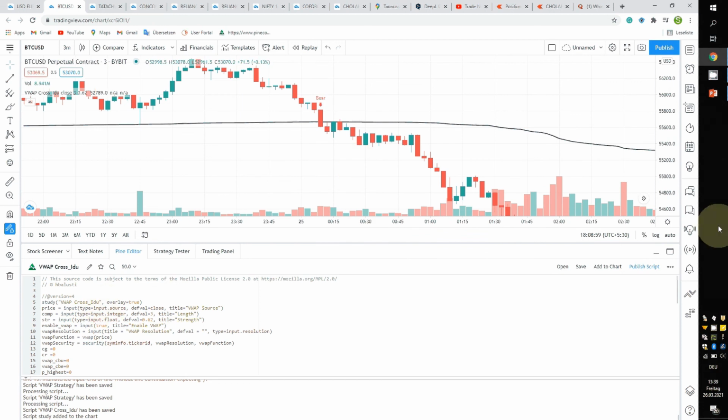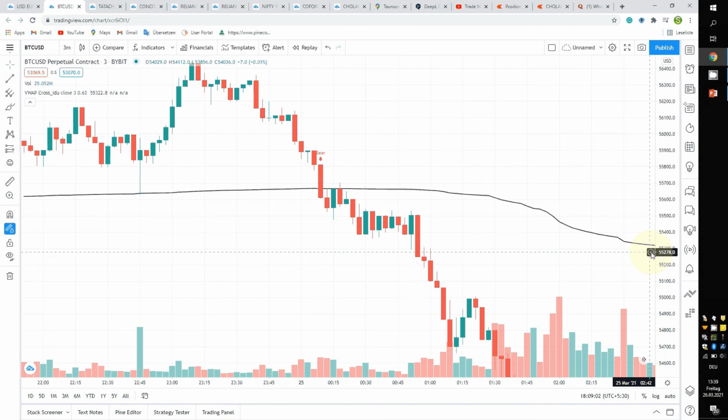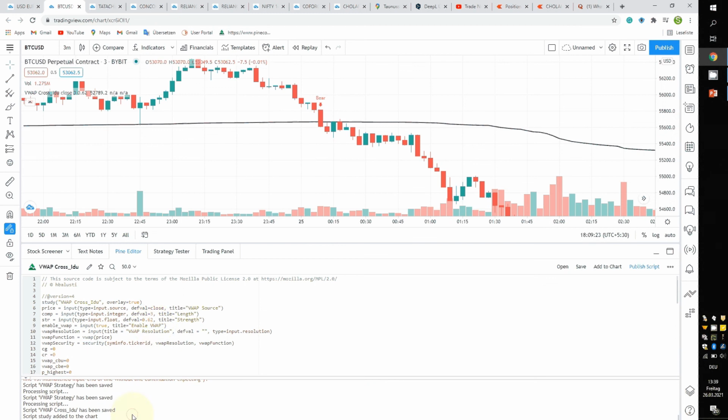So where can you find the Pine editor? First you need to log into the website. It's called TradingView. You can open your preferred chart. I have taken the example of Bitcoin USD, and down left here you can see the Pine editor. Click on that. The source code has already been opened, and I can explain it to you.